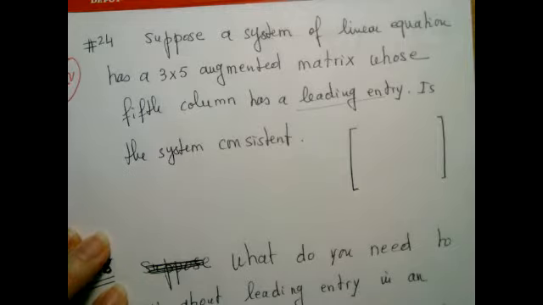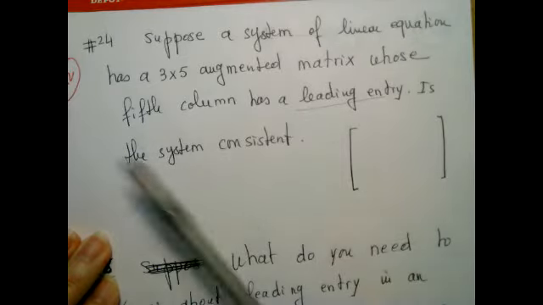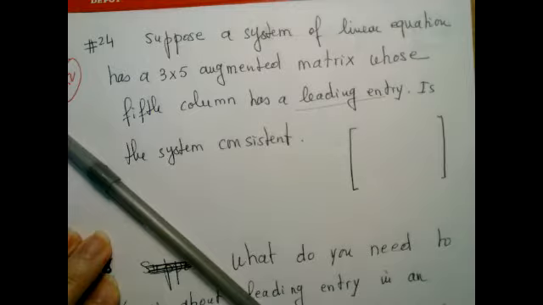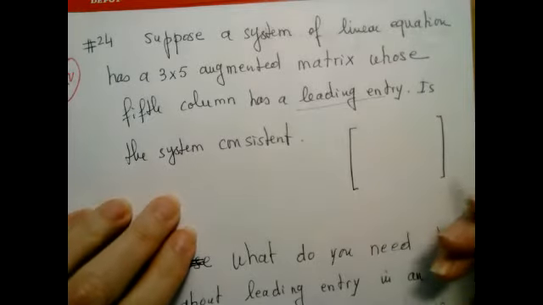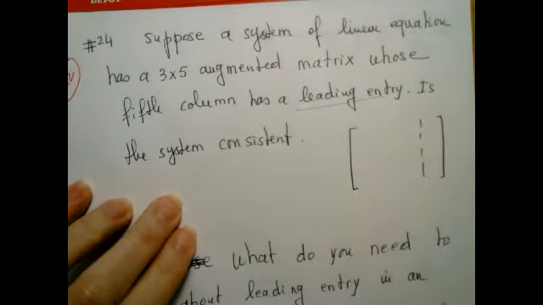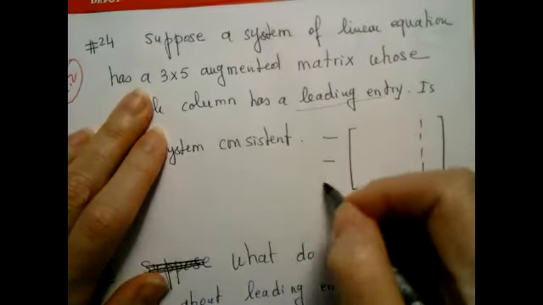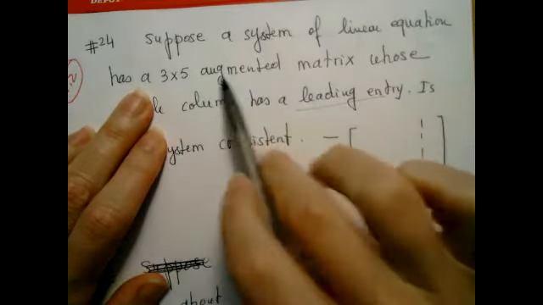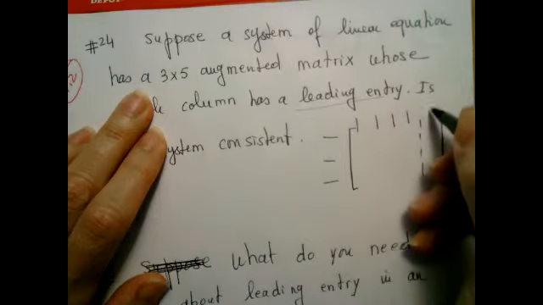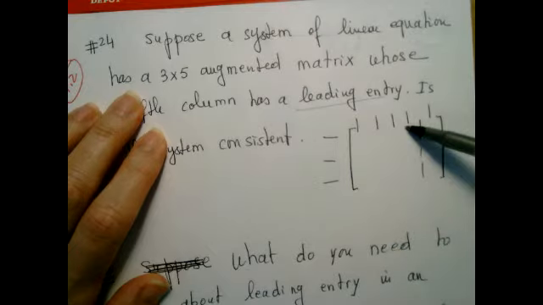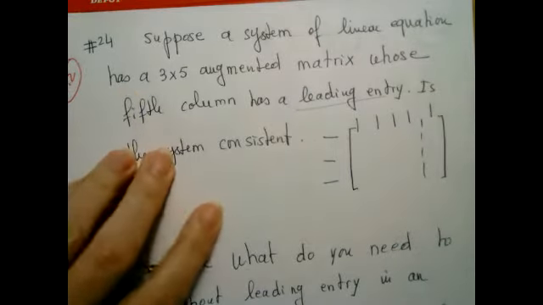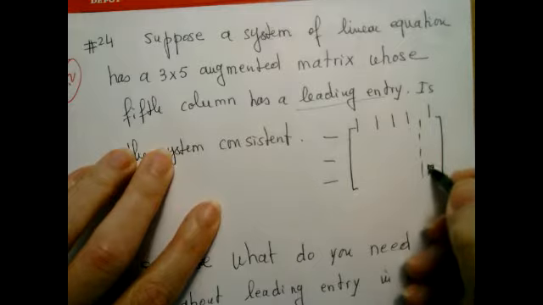Okay. All right, I see Bryce is answering inconsistent. Do you agree with him? Chris also? Yeah, absolutely inconsistent. And let us see the picture. Always try to draw a little bit because it helps you. A 3x5 augmented matrix means the original system is 3x4: 3 equations and 4 unknowns. And the fifth column has a leading entry. It means we have a leading entry here.